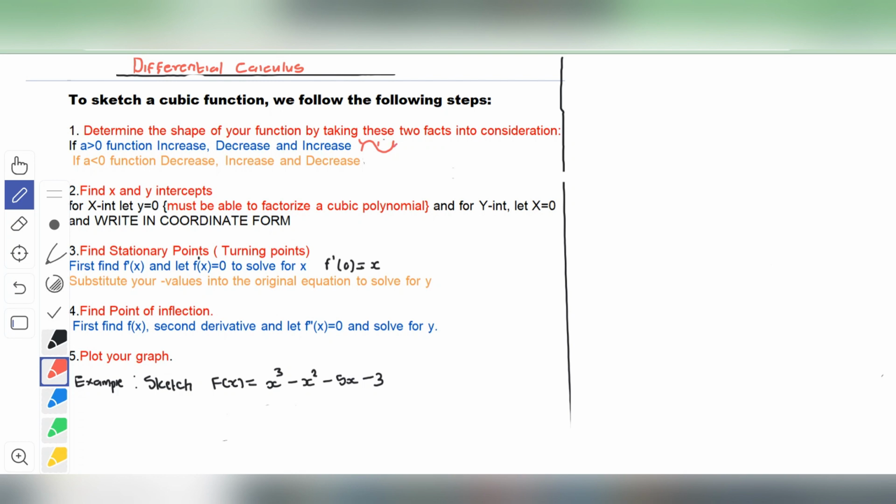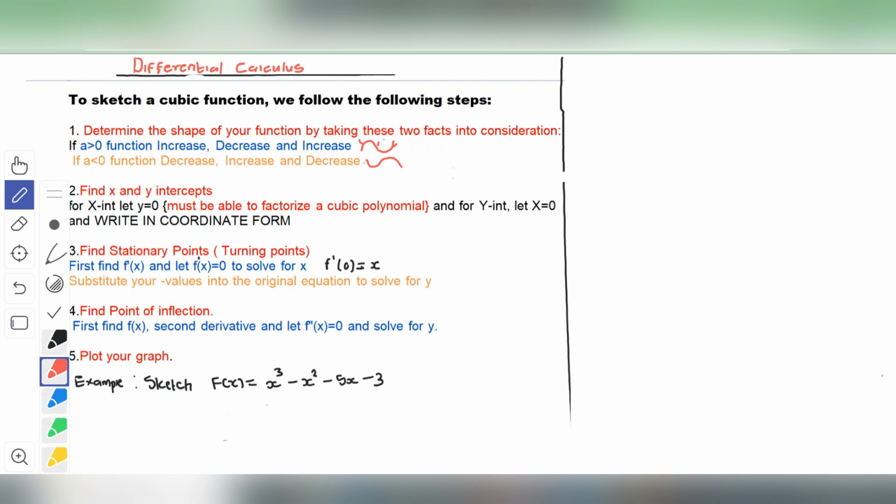And now, if your a is less than 0, whereby your a is negative, your function decreases, increases, and also decreases. So you are going to have an equation which looks like this, right? So when you draw, you must draw a graph which looks like this one, whereby it decreases, increases, and decreases, if your a is less than 0.